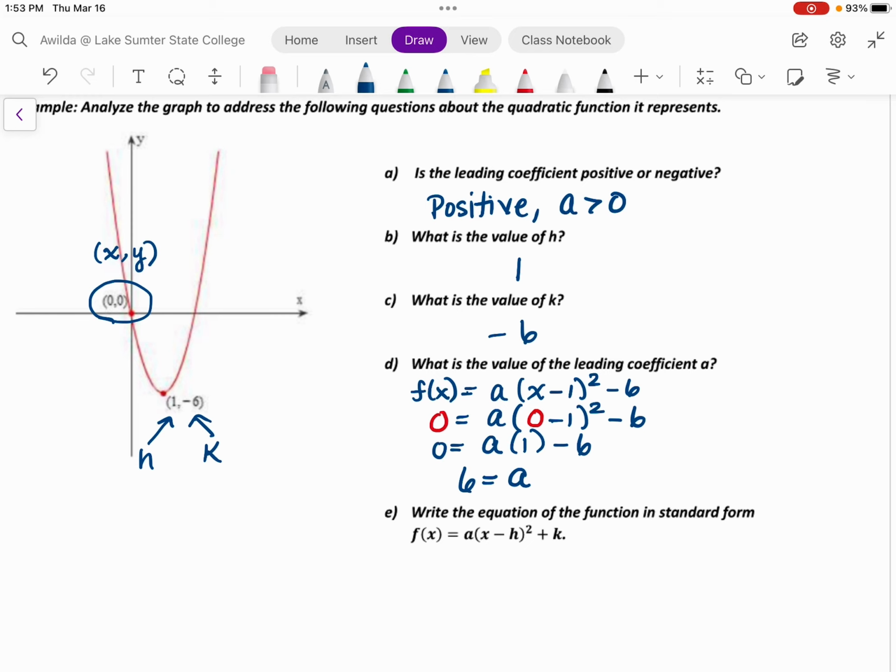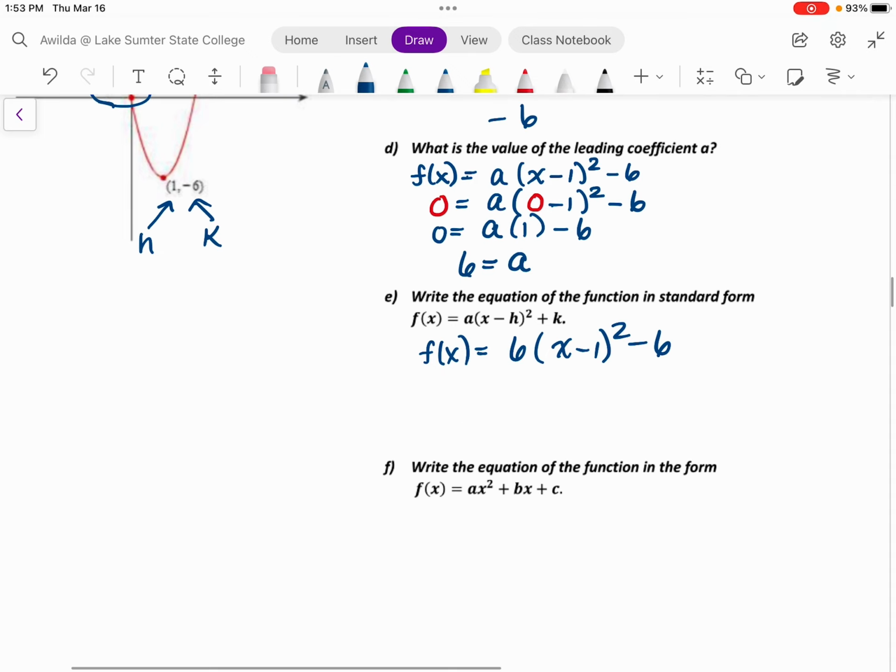Now I have everything I need to put together the equation. f of x must equal 6 times x minus 1 quantity squared minus 6. Finally, I'm asked to write this equation in vertex form. There's a couple of ways that I could do this, but probably the simplest way is to take the standard form and just go ahead and multiply things out.